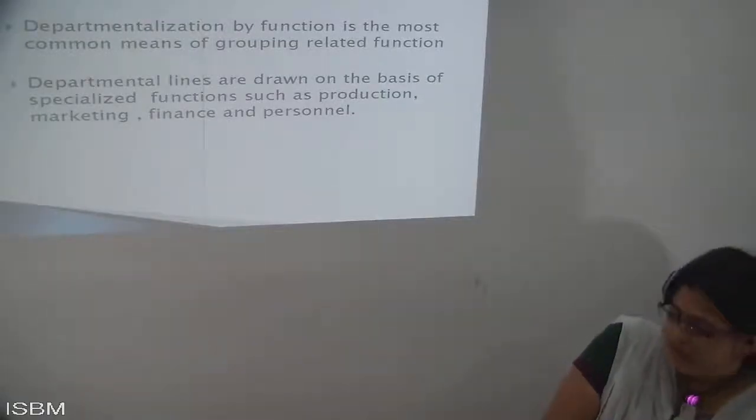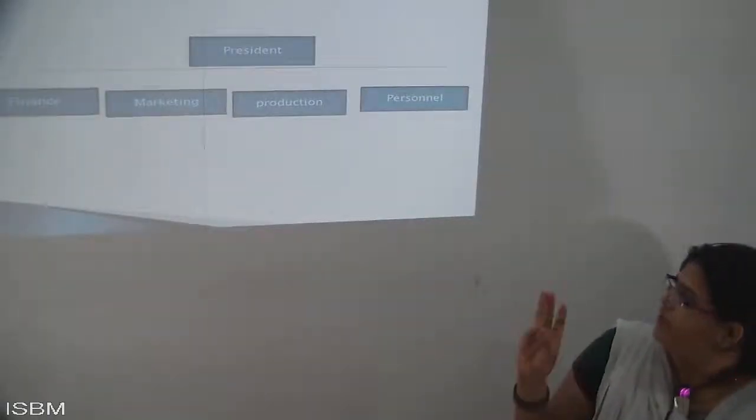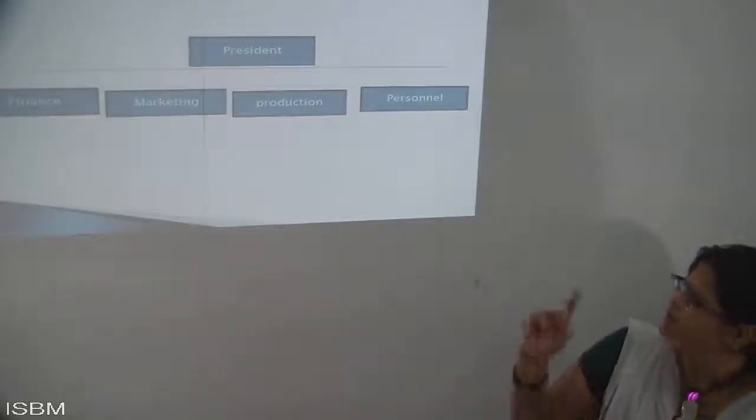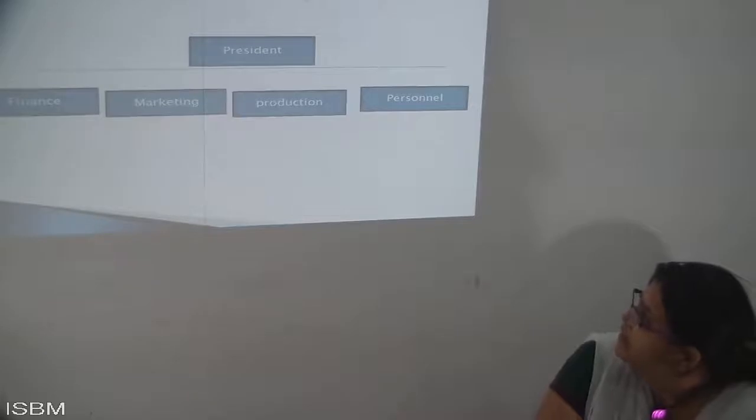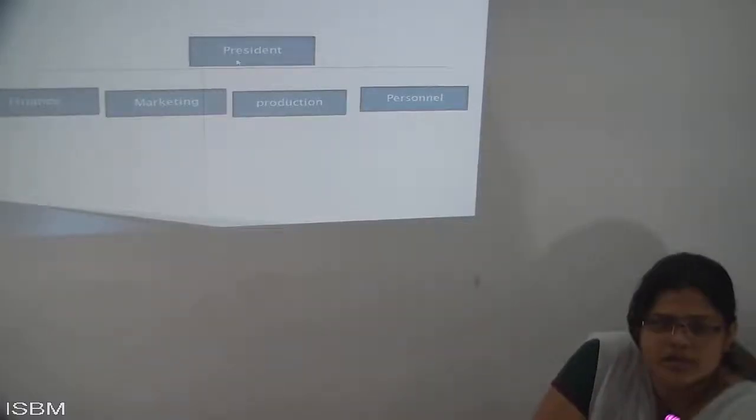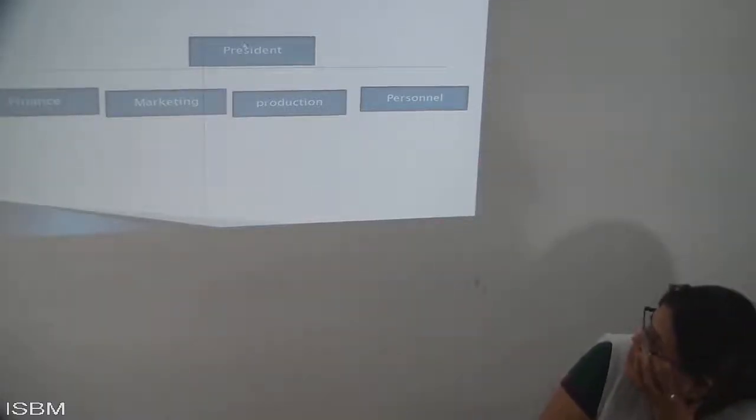At the function level, we learn the different types: finance, marketing, production, HR, and upstairs you have a president, and all these people communicate through the president. All the people will be reporting directly to that president.